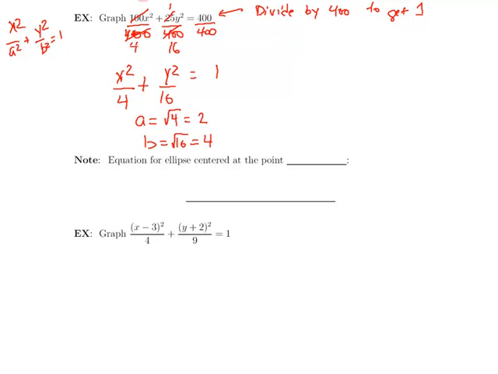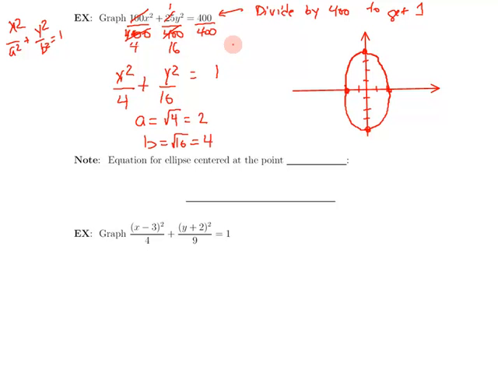So now I can graph this. It's centered at the origin, so I go 2 left and right, and I'm going to go 4 up and down. And there is the shape of the ellipse given by the original equation.